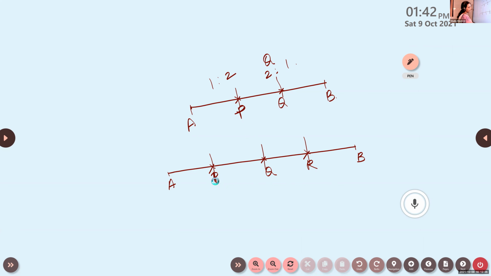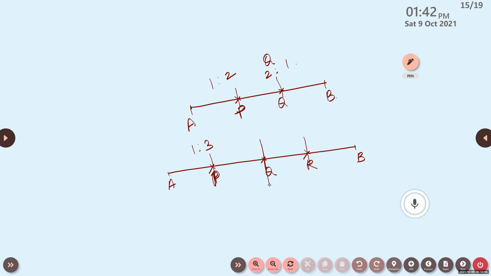Yes. P divides AB in the ratio... I'm asking only the ratio, not asking the points. What is the ratio? In which ratio will it divide? 1:3.